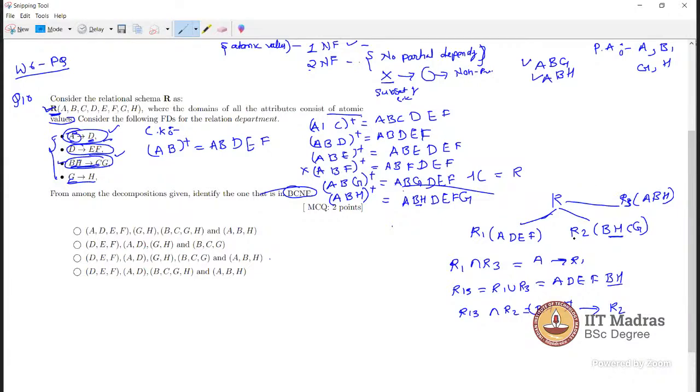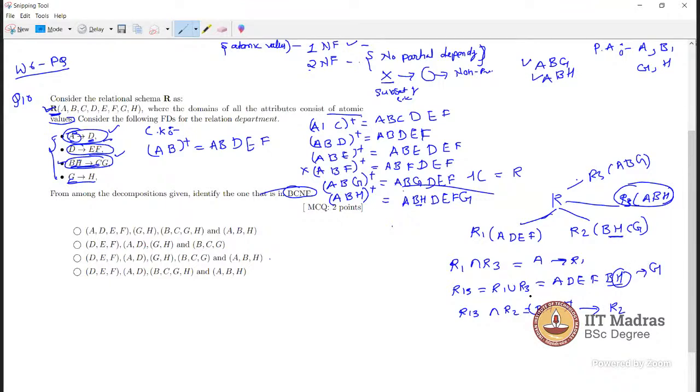Till now you understood, right? ABG. How can we take ABG? Will that be lossless? Instead of this R3, we will take R3 as ABG. Now let us check. So here A is the common attribute. So R1 intersection A will give R1. Now union will be A, D, E, F, and B, G, right? Instead of H, it will be G.